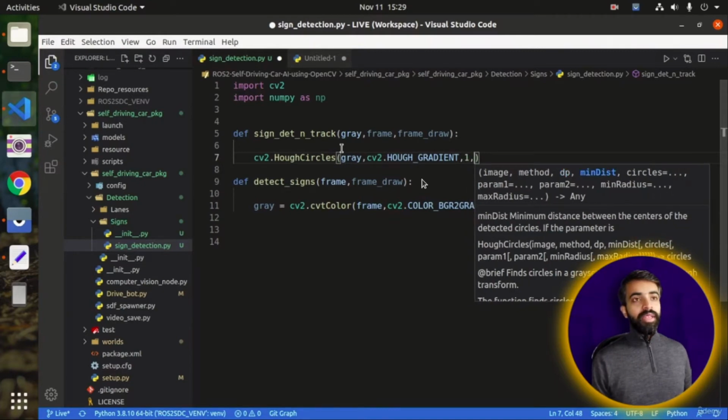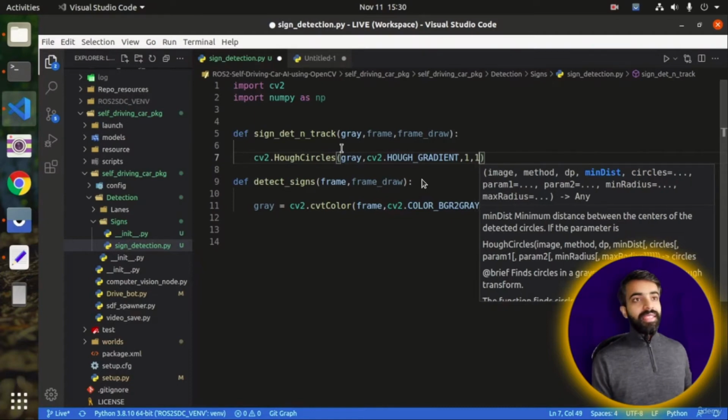Then we move on to the fourth argument, that is the minimum distance. The minimum distance tells us the minimum distance between circles to be considered as valid circles. Anything less than the minimum distance will be considered the same circle and simply discarded. So we set this to a high value because most signs are not close to each other. So let's suppose we write here 100.